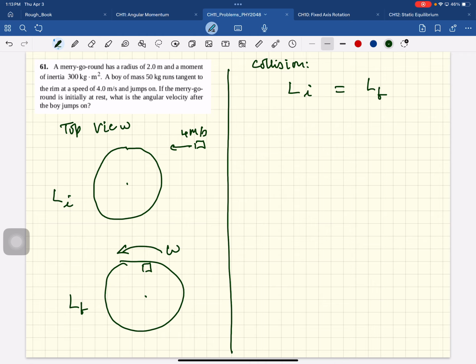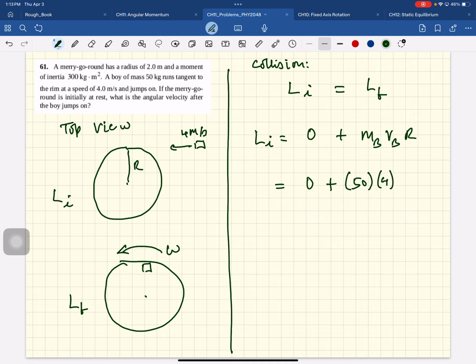So the initial angular momentum is, for the merry-go-round, 0 plus mvr, the mass of the boy times velocity times radius. The mass of the boy is 50 kg. Velocity is 4 meters per second. And the merry-go-round has a radius of 2 meters. That's 400 kg meter square per second.